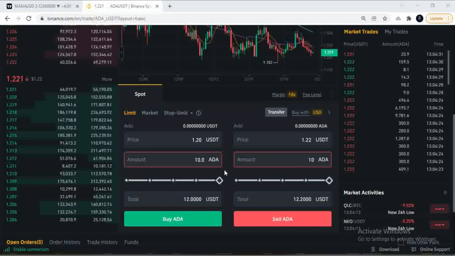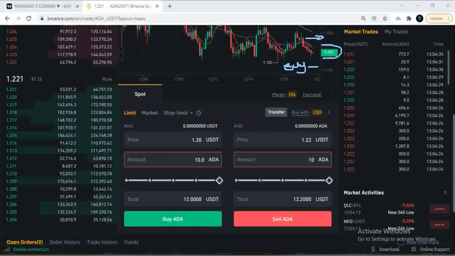So what is the current market price? If you look at this structure here, this is 1.22. For a buy, you want to buy at the low here, so you can set a buy limit. For a sell limit, you want to sell at a price higher than the current price.